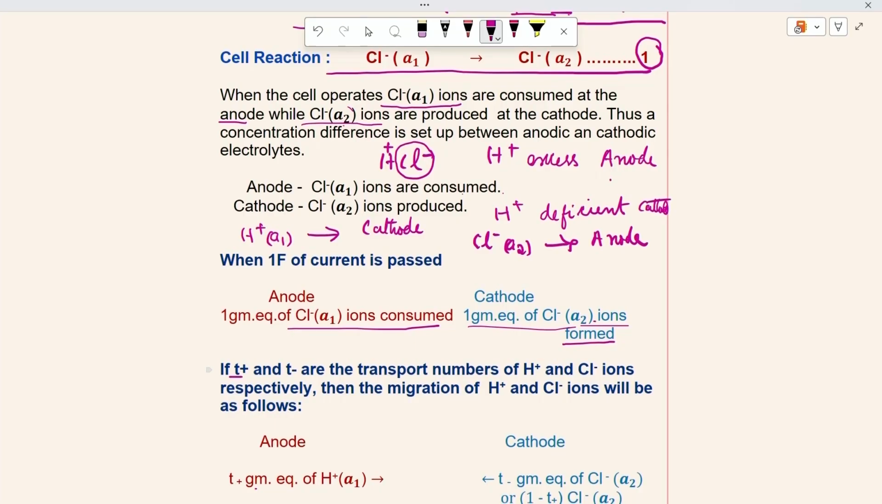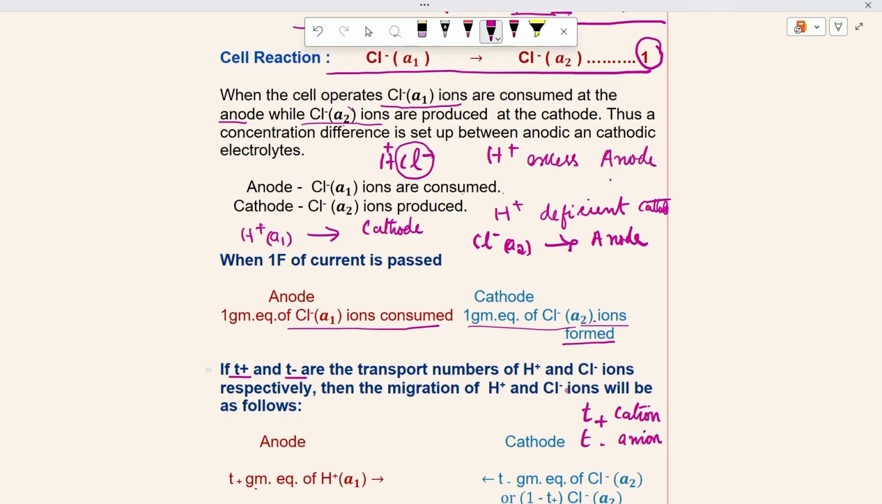Now, we are going to consider the transport numbers. T plus and T minus are the transport numbers. I consider T plus to be of the cation, and in this case it is H plus, and T minus is of the anion. And what is transport number? It is the fraction of the current carried by an ion when 1 Faraday of current is passed.